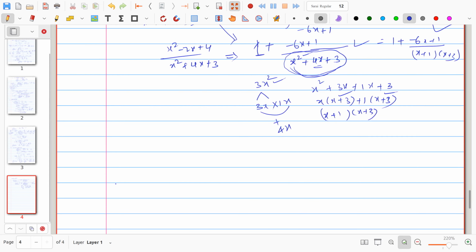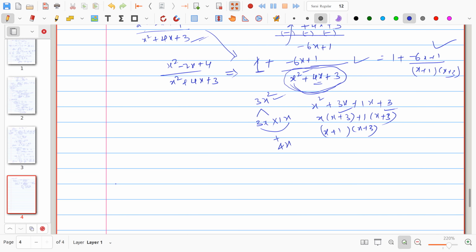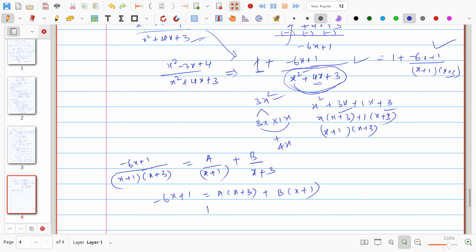Okay, I am writing this equation: 1 minus 6x plus 1 divided by x plus 1 divided by x plus 3. I am writing it as a partial fraction: a divided by x plus 1 plus b divided by x plus 3. Taking the LCM x plus 1 into x plus 3, then 6x plus 1 is equal to a into x plus 3, and the same repeating steps, x plus 1.